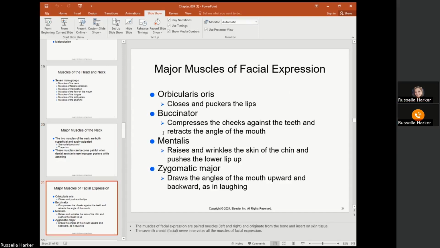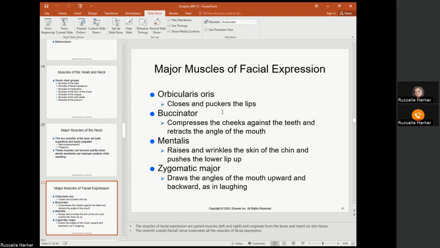When you have the major muscles of facial expression, the first one we go over is the orbicularis oris. It closes and puckers the lips, like if you were kissing. The buccinator compresses the cheeks against the teeth and retracts the angle of the mouth, like if you were sucking on a straw. Mentalis raises and wrinkles the skin of the chin, and pushes up the lower lip, like if you were pouting. And the zygomatic major draws the angles of the mouth upward and backward, like if you were laughing really hard with your mouth open.